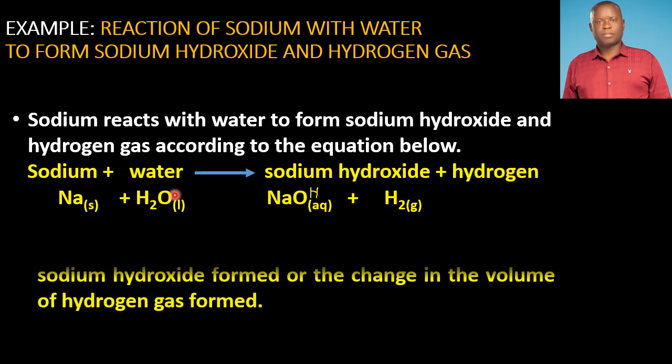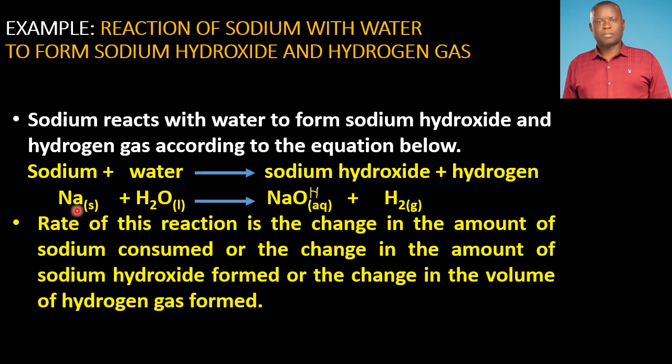So in symbols, we have sodium, Na in solid state, reacting with H2O, water in liquid state, to give sodium hydroxide. Sodium hydroxide is NaOH. So please take note of this. There must be an H there. So we are saying sodium metal reacts with water.